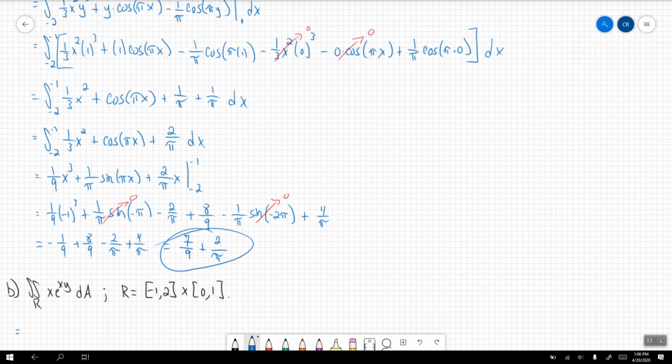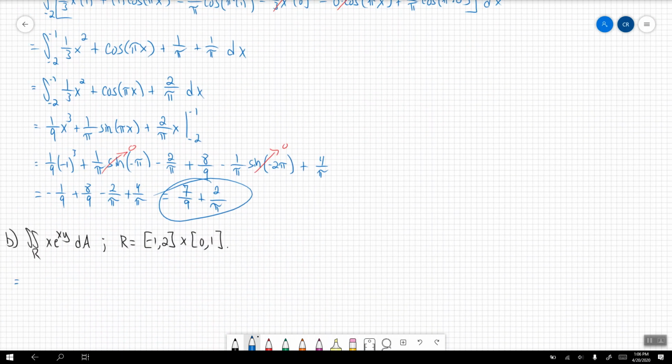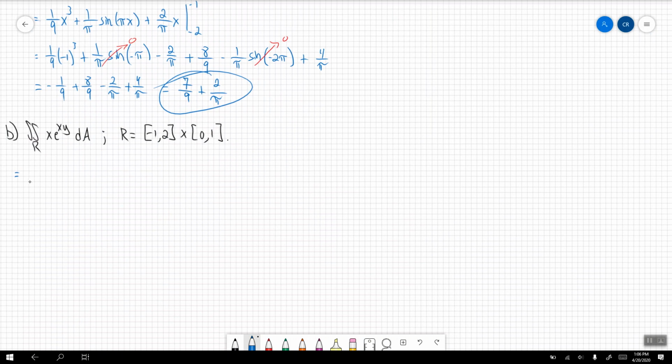Now, I like to be different a lot of times, and so in the previous problem we set it up as dy dx, so in this problem I'm going to set it dx dy. So dx is going to go first. That's going to be -1 to 2. And that's going to be dx. There we are. And the next one is going to be y. Like such. All right, nice.